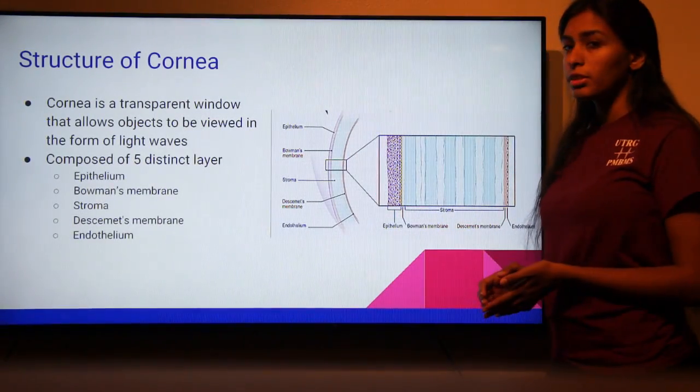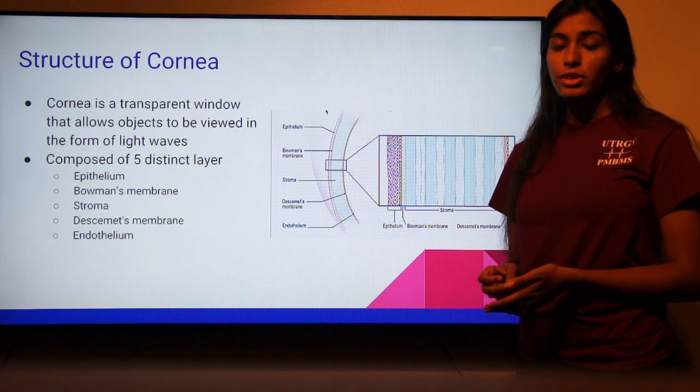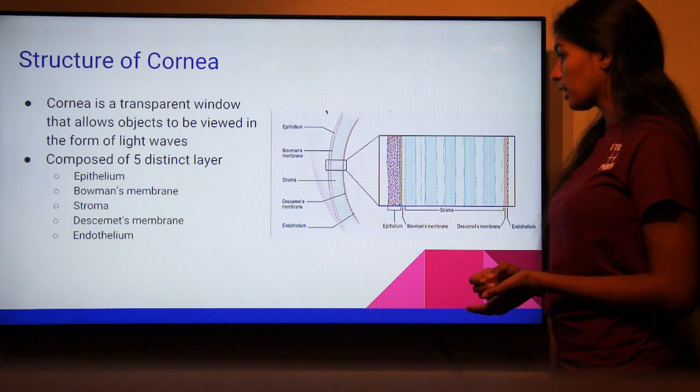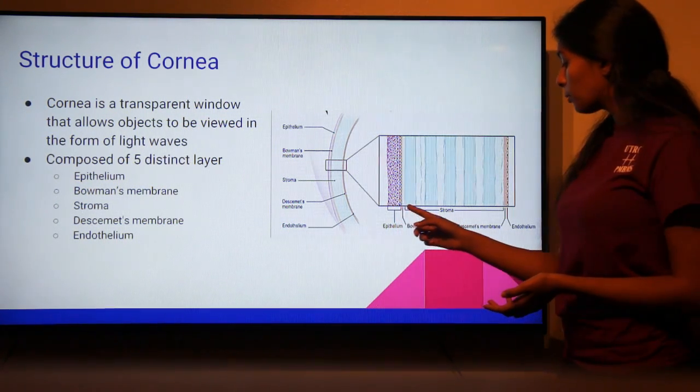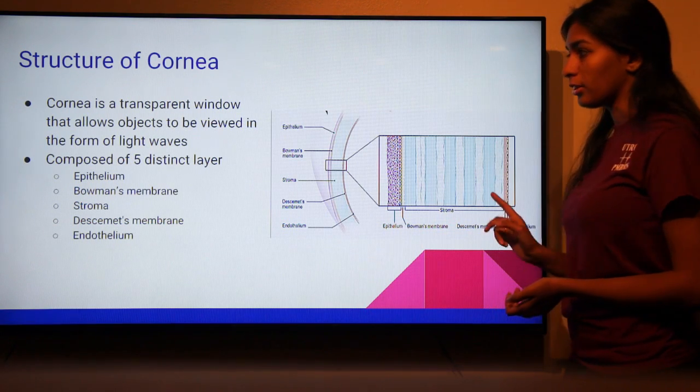So first let's review the structure of the cornea. The cornea is a transparent window that allows objects to be viewed in the form of light rays. It is composed of 5 distinct layers: the epithelium, Bowman's membrane, the stroma, Descemet's membrane, and the endothelium.